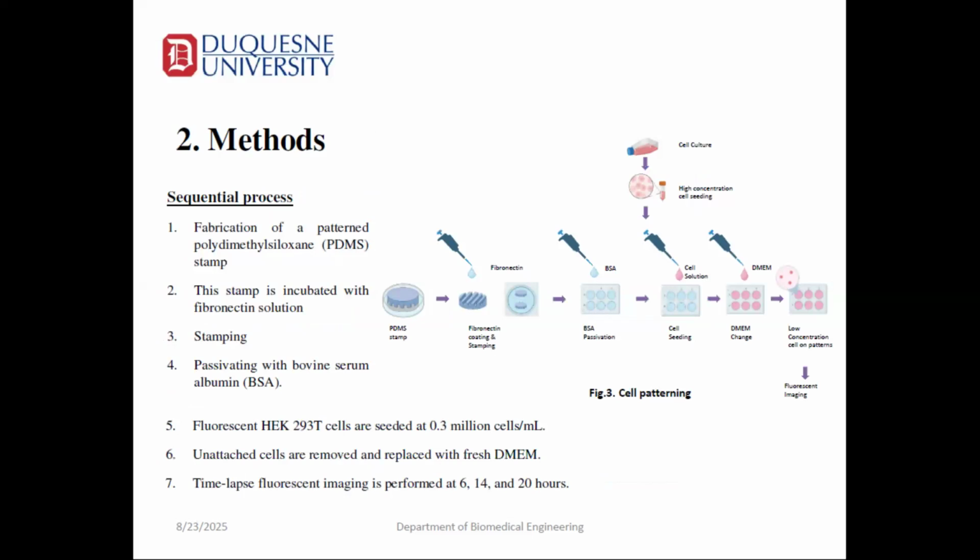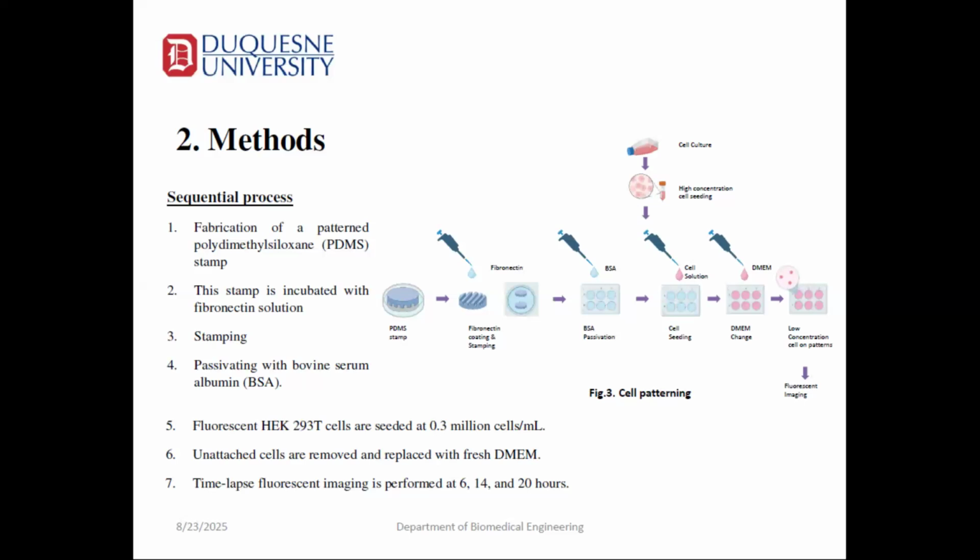The microcontact printing protocol is performed through a sequential process beginning with the fabrication of a patterned PDMS stamp via soft UV lithography. This stamp is subsequently cut into small pieces and incubated with a fibronectin solution for an hour. Following incubation, any unbound protein is removed by washing the stamp with deionized water and drying. The final steps involve stamping this fibronectin pattern onto the surface of a 6-well plate and then passivating the remaining non-patterned areas by coating the entire surface with bovine serum albumin to prevent non-specific cell adhesion.